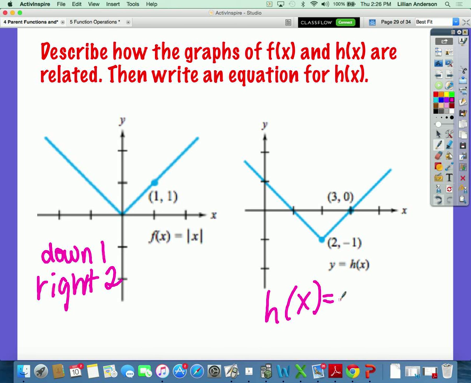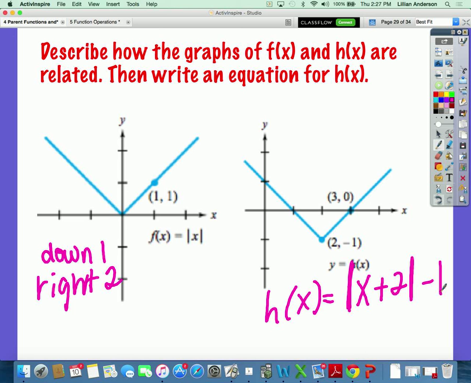Okay? Riley. Can I say what it is? Yes. Absolute value of x plus 2. And then take the absolute value minus 1. Okay. So right here, it's an absolute value parent function. That's for sure. So you gotta have those in there. Since I'm moving down, that -1 needs to be on the outside. And then I'm moving to the right 2 units.